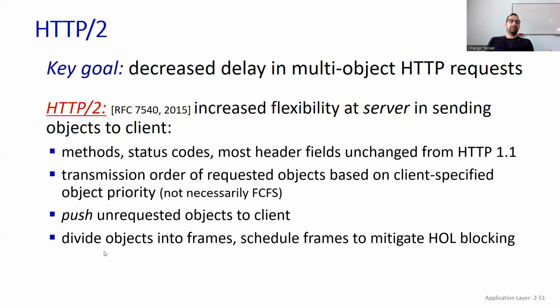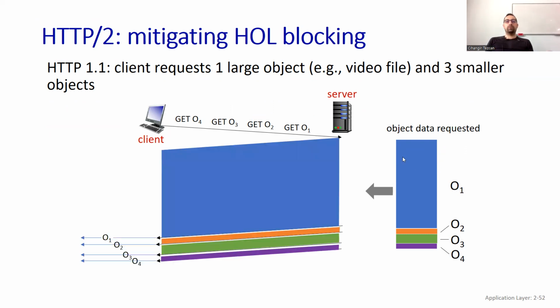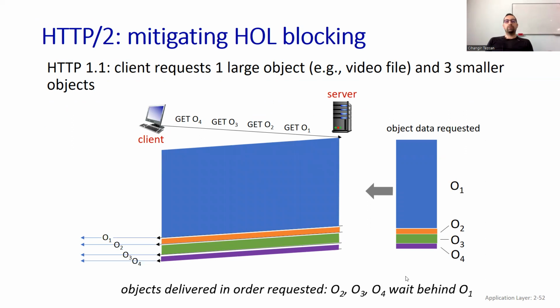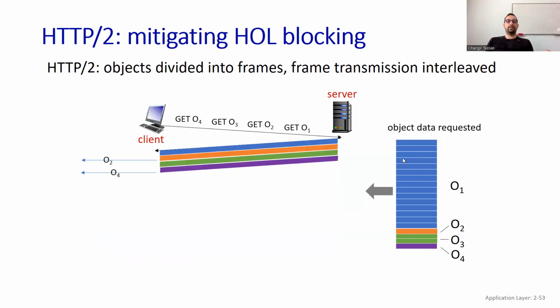But more importantly, they can now divide objects into frames and schedule frames to mitigate head of line blocking. So here the idea is as follows. In 1.1, you send requests for 4 objects, but you requested object 1 first, and object 1 is really large, right? So you wait for that to be transmitted, then the smaller objects. But if you divide it into frames, like this, the server sends data frame by frame.